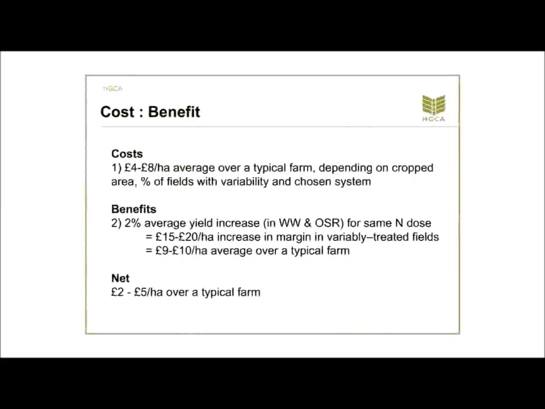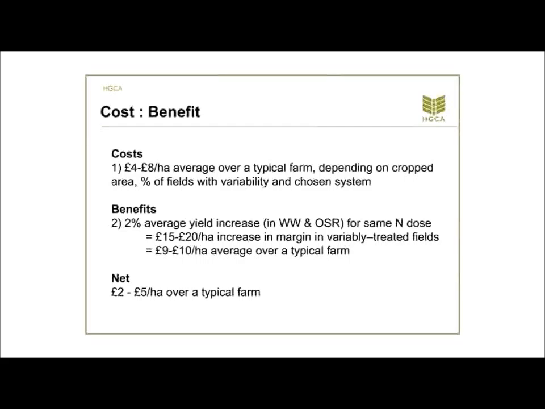So does it, will it pay? Is it going to be cost effective to do this? The costs will vary between £4 to £8 per hectare, depending on what system you use, over your typical 500 hectare farm. And the benefits recorded will be, what we've got here is benefits recorded as yield.